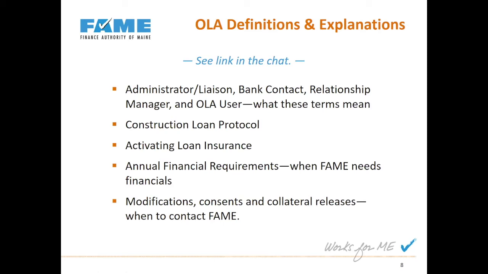So this document contains a lot of useful information, and we'll cover a few of the items that we get the most questions about. And we'll also cover some processes that we also get questions about as well. So hopefully that will give you some understanding of our process on the back end. So the first thing we want to talk about is what is an OLA administrator, liaison, bank contact, relationship manager, and OLA user? What do these terms mean? So if we say them to you, you have a better idea.